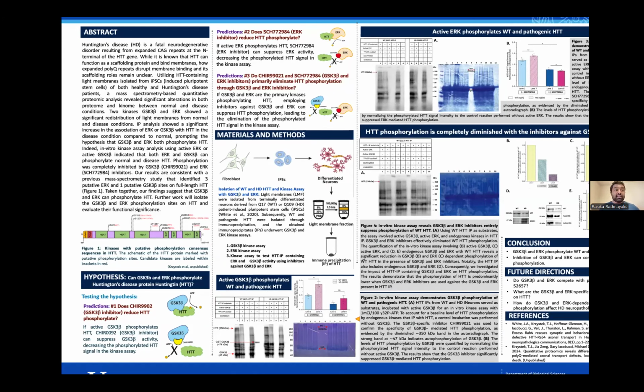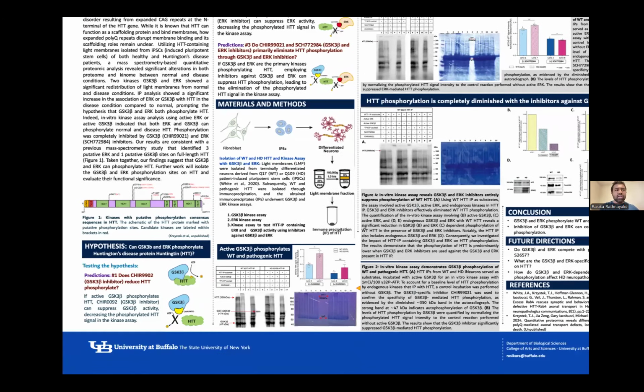As kinases, we predicted that ERK and GSK3-beta can phosphorylate Huntingtin as suggested by previous studies. To investigate this, we designed our experiments based on three major predictions. Our first prediction is that GSK3-beta can phosphorylate Huntingtin. So by adding GSK3-beta inhibitors, we expected to see inhibition of Huntingtin phosphorylation.